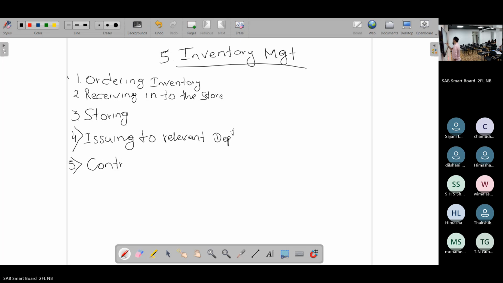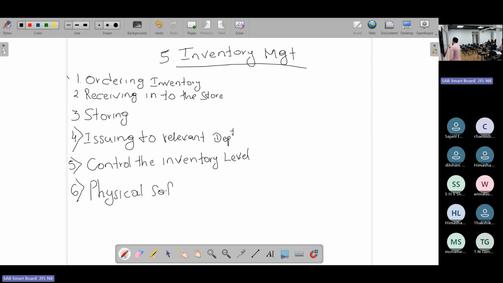Control the inventory level. And the sixth one, physical safeguards. So these are the topics we are going to discuss under inventory management: ordering inventory, receiving into the store, storing, issuing to the relevant department, controlling the inventory level, and physical safeguards. These are the main activities involved in inventory management.